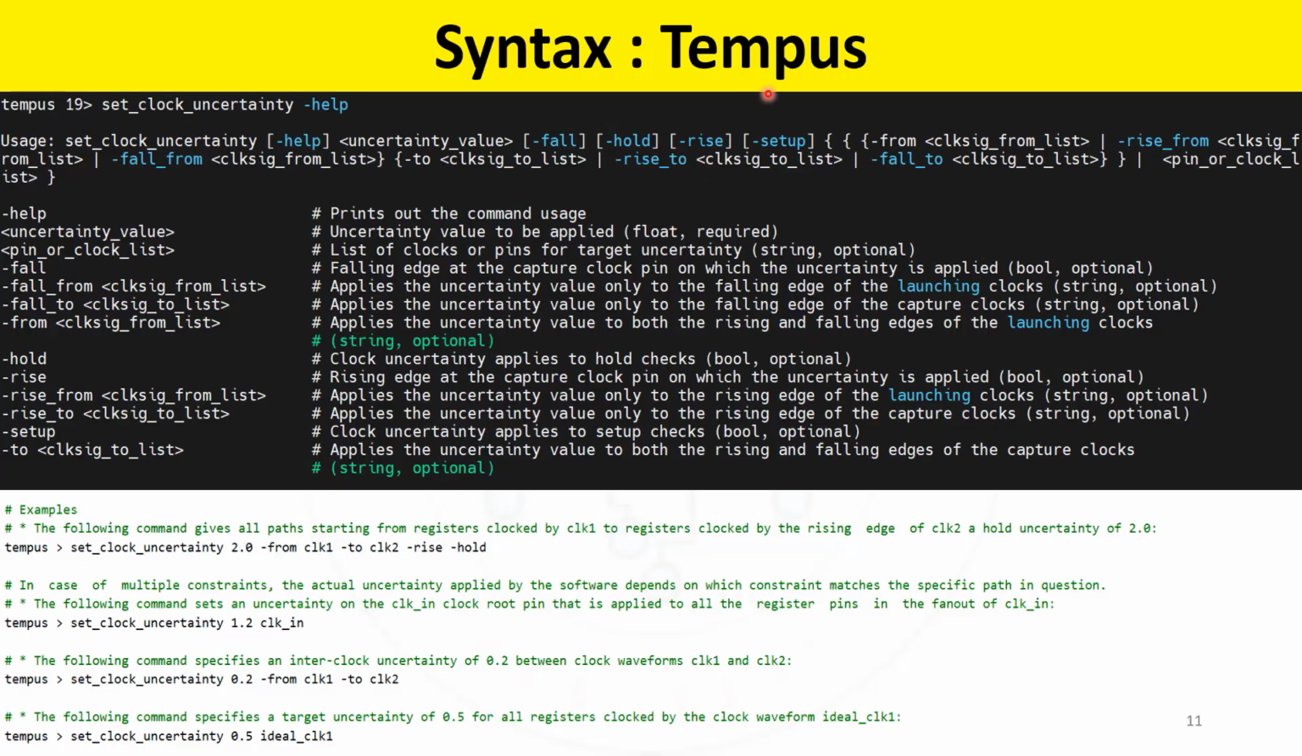So this is the syntax according to Tempus. Same thing, set_clock_uncertainty, and the switches are hyphen fall, hold, rise, setup, and rise_from, fall_from, rise_to, fall_to. Most of the switches are the same and the descriptions are given here. Please go through this slide as well. Ignore these examples; once we see some examples in the coming slides, we'll come back to this.